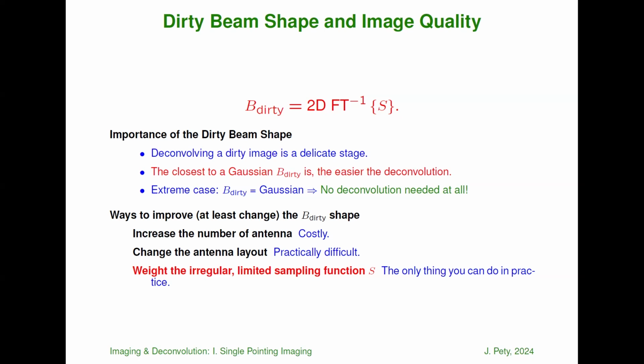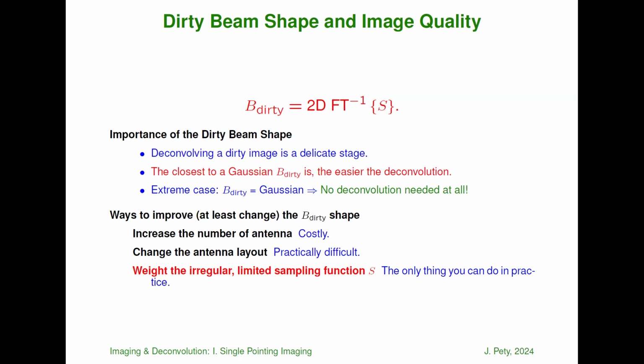So what are the ways to improve the dirty beam shapes? First, you can add antennas. The larger the number of antennas you add, the better sampling you will have of your UV plane. So it's useful to have a large number of antennas. But this is relatively costly. ALMA is 1.5 billion. One antenna of NOEMA, fully equipped, is 6 million.